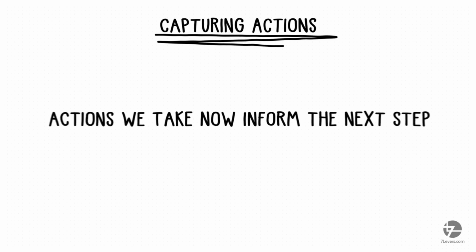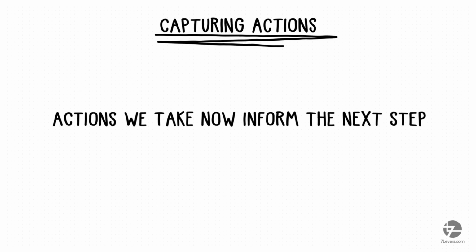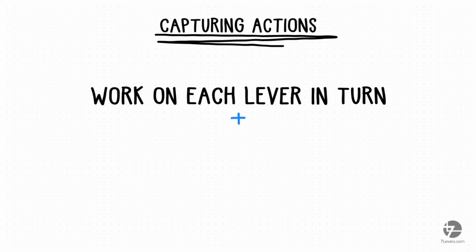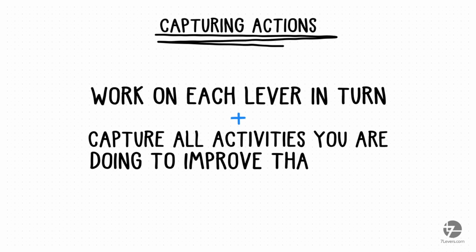The other reason why we're going to create this baseline is that the activities and actions that we're taking right now will inform the next step, which is calculate. When we have a track of all the activities that we're doing, then we know exactly what we've got to measure in the next step. What you're going to do in this module is to work through each lever in turn and capture all of the activities that you're currently doing to improve that lever.